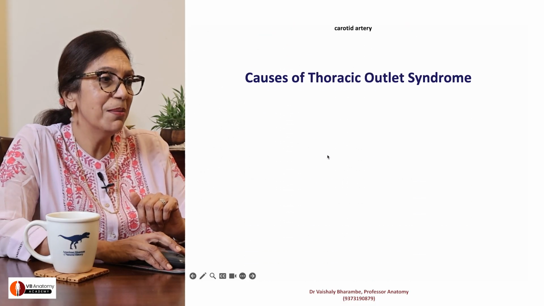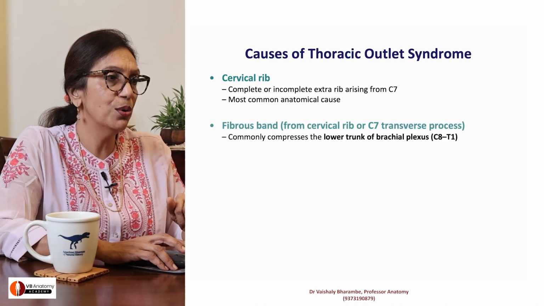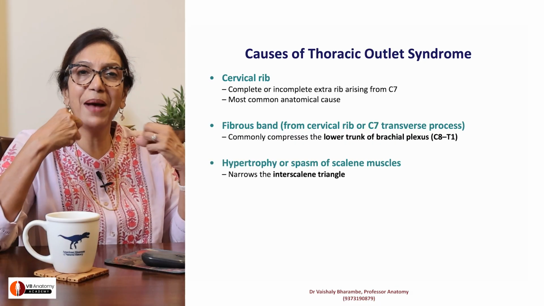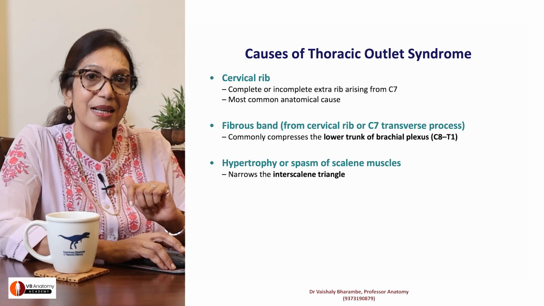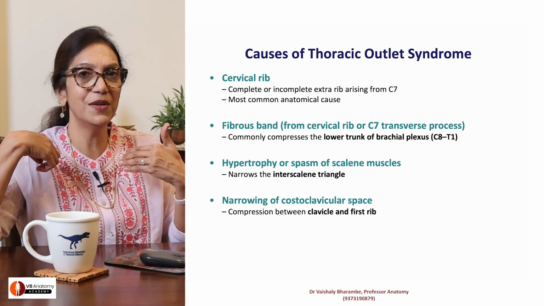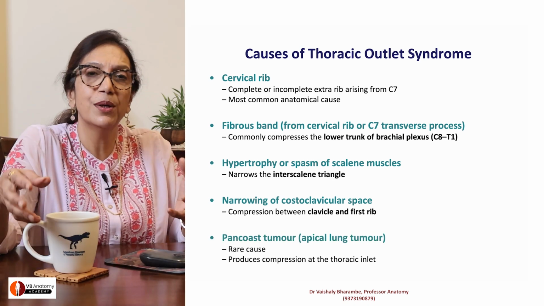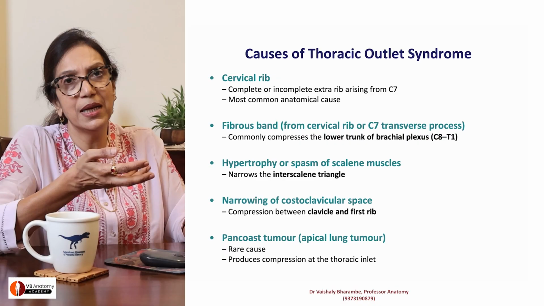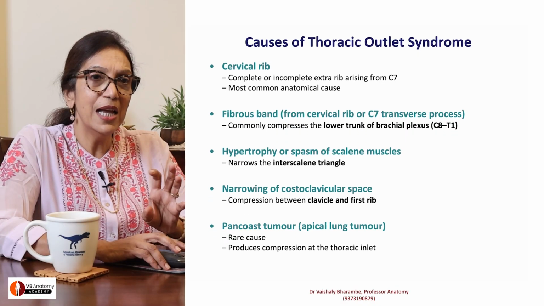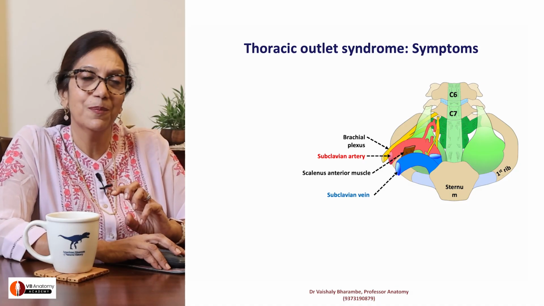So imagine that you have an extra rib here. Instead of first rib, you have a cervical rib also. Or you have a fibrous band of cervical rib. Or you have hypertrophy or spasm of that scalenus. I told you that scalene muscle going into spasm. Or you can have a narrowing of the costoclavicular. Remember, first rib crossed by clavicle, the gap is narrowed. Or maybe you have a Pancoast tumor. Pancoast tumor of the apical lung, right? So for all these reasons, the apex of the lung begins to get compressed. What symptoms will you get?